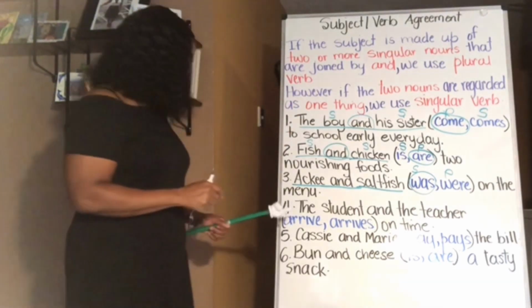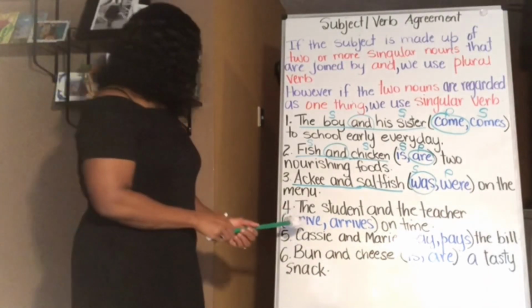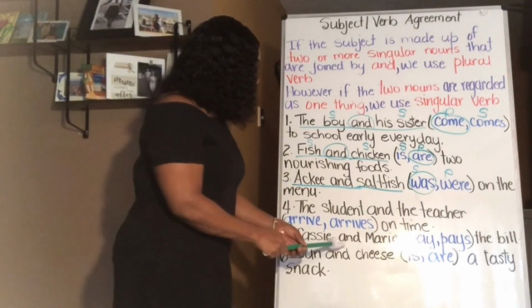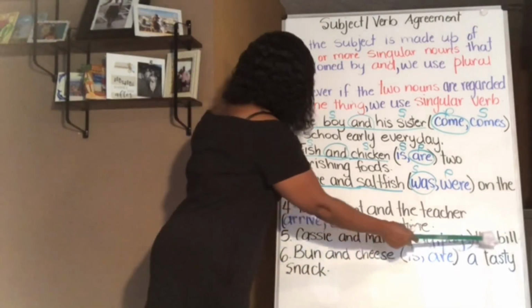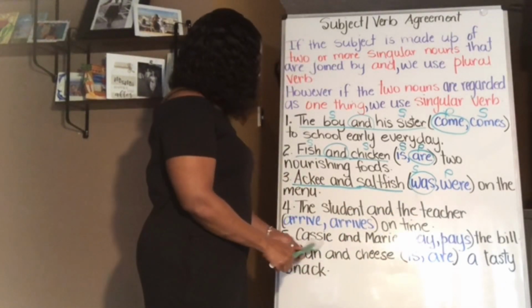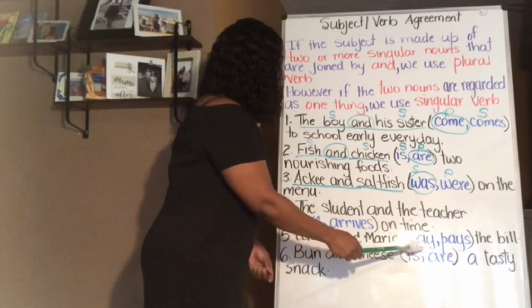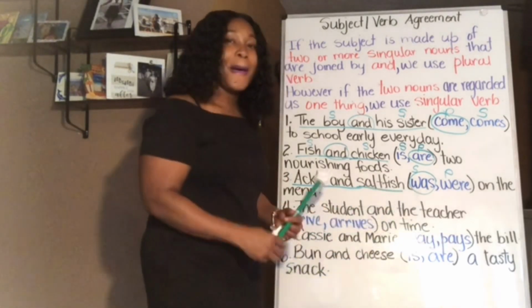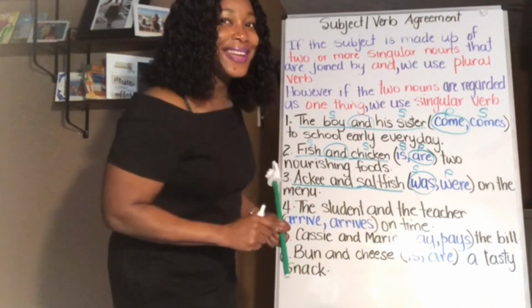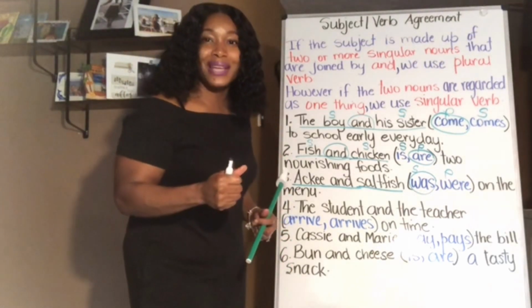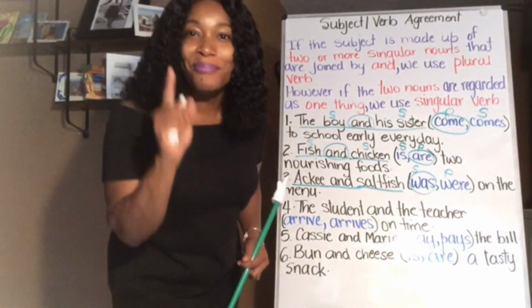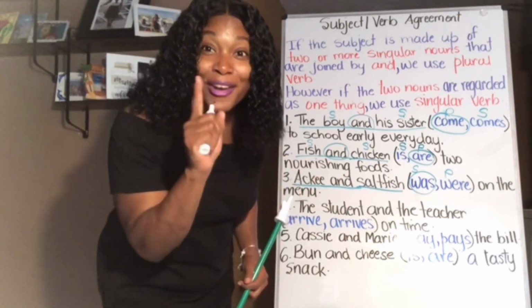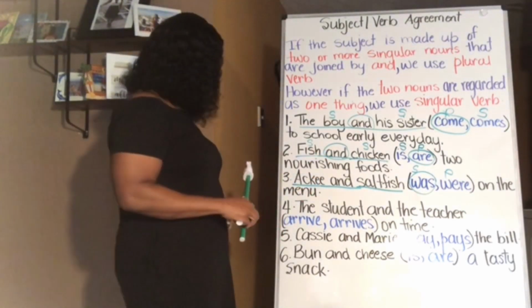Let's move on to number 5. Cassie and Marie pays the bill. Cassie and Marie pays the bill. Go ahead. What's the subject? What is the verb? Which one are you choosing? Make sure they agree. Make sure they agree.